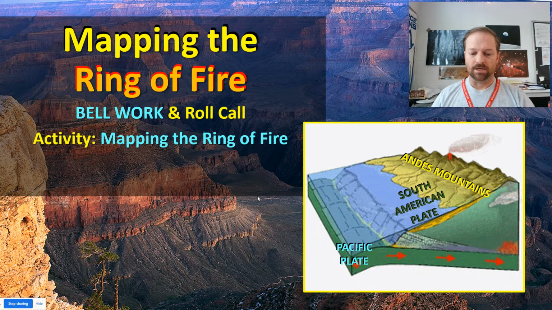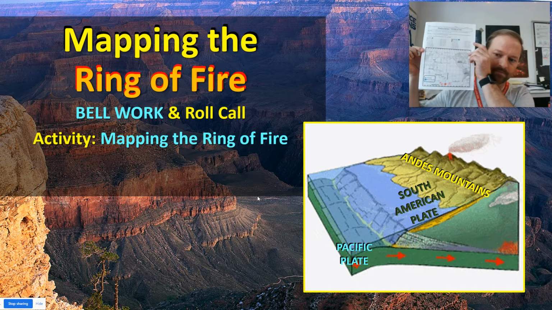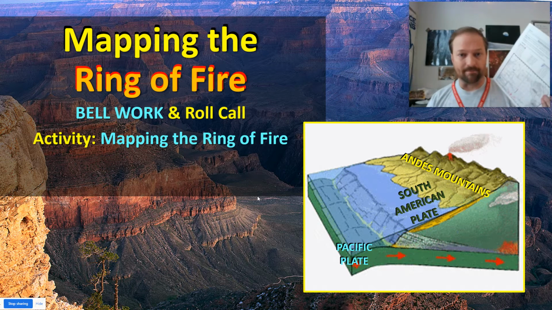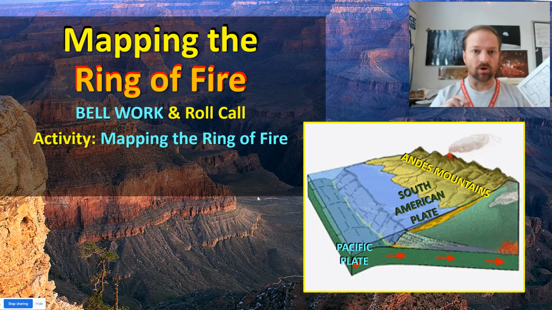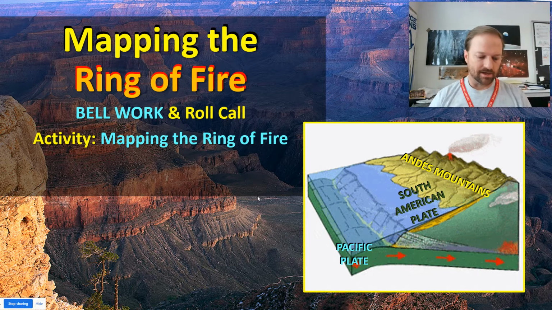This is 2.15, Mapping the Ring of Fire. Your paper looks like that, okay? Where you have a front side with a map, where you're going to be actually drawing all the events that capture the edges of the Ring of Fire. Very exciting, very prominent world feature. And then on the back, there's some questions for you to consider what you have just mapped.